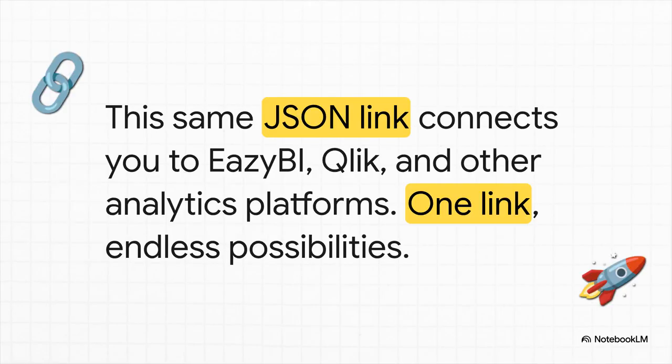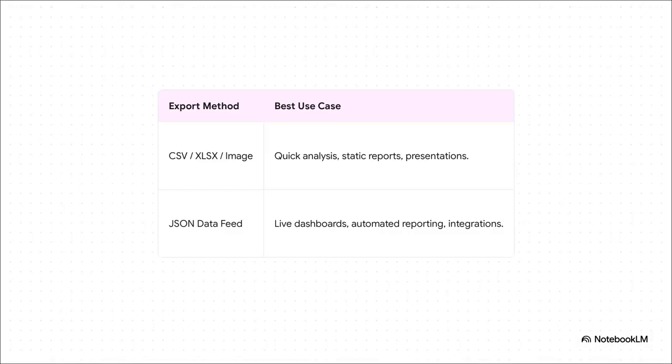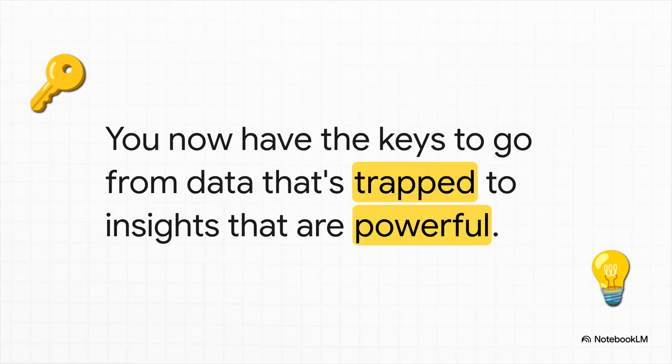And look, this isn't just limited to a few specific tools. That one JSON link connects you to other powerful platforms like EasyBI and Qlik, too. The principle is exactly the same. One secure link opens up a whole world of possibilities. So let's just recap really quick. For that fast analysis, or for dropping a chart into a presentation, those direct CSV and image exports are your best friend. But for building those powerful live dashboards and setting up truly automated reporting, the JSON data feed is your master key.